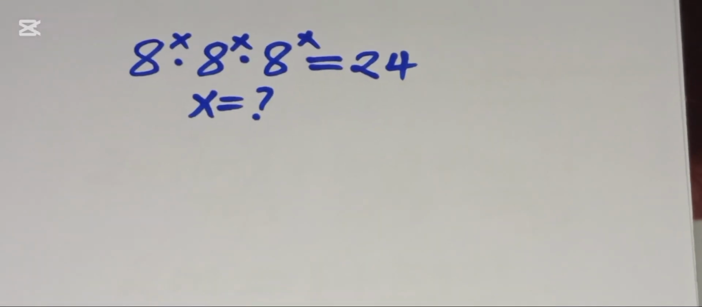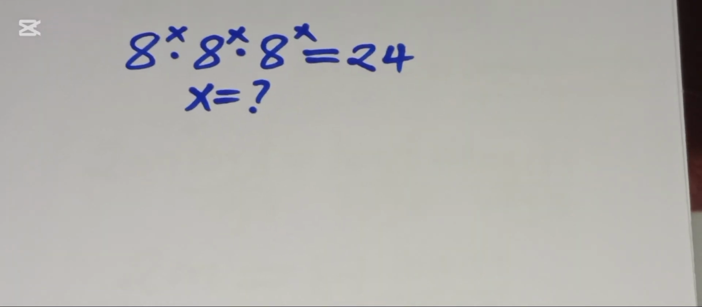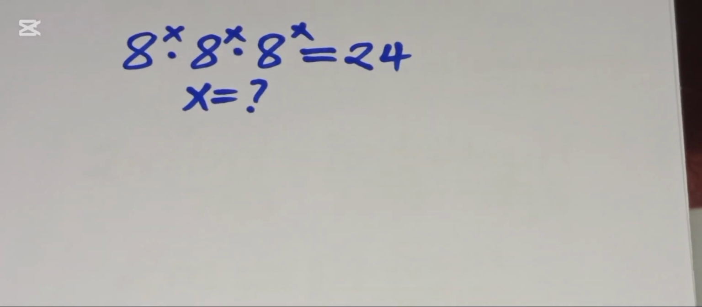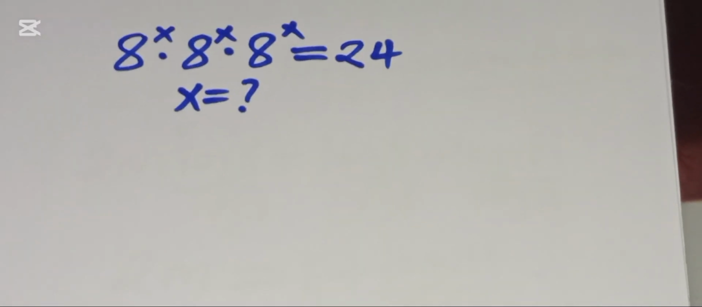Let's provide a solution given this amazing exponential equation, which is 8 raised to power x multiplied by 8 raised to power x multiplied by 8 raised to power x. This is equal to 24. So what is the value of x? Solution.